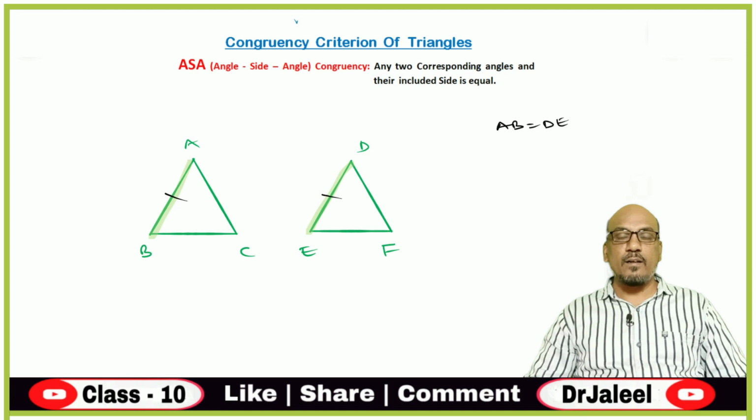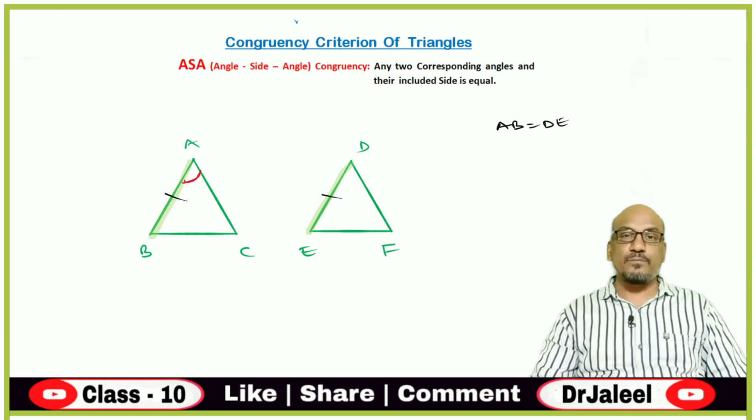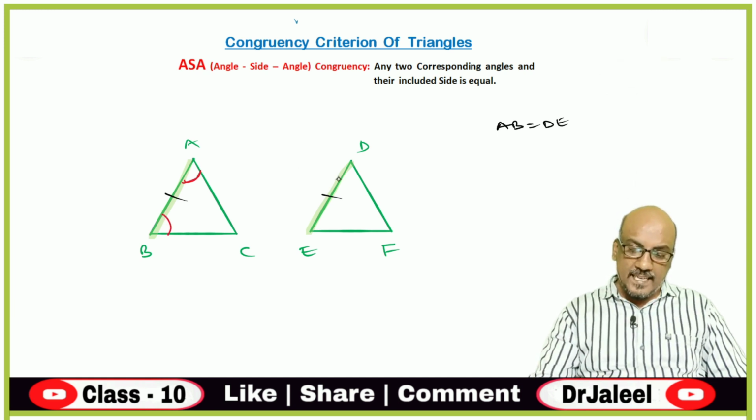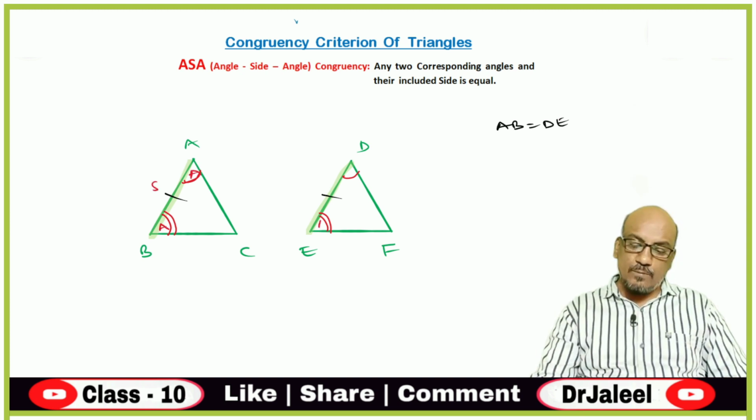One side is equal. About the other two sides, you don't have any information. But you know that the angles at the ends of these two sides, angle A is equal to angle D and angle B is equal to angle E. That means angle, side, angle is equal to angle, side, angle.